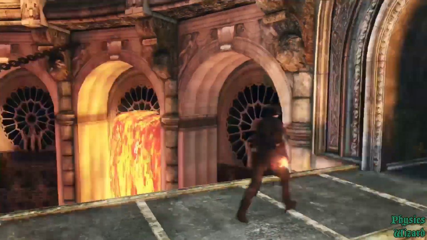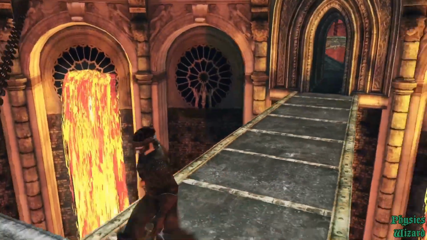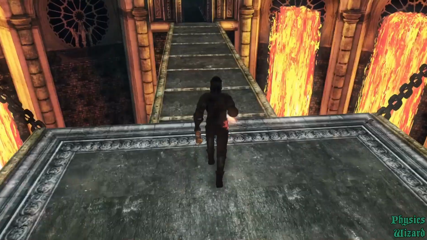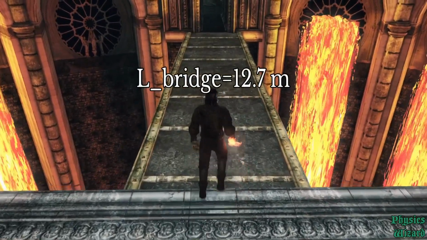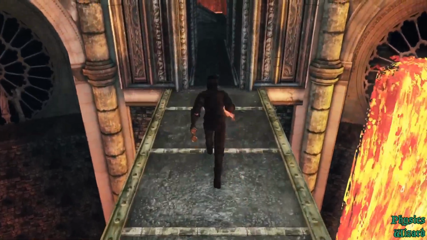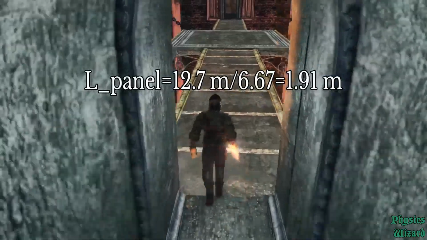And we can find that using the Iron Keep Bridge again. By running across this far section of the bridge, we find it is about 12.7 meters long by counting the number of steps to cross it. Each of the about 6 2/3 panels is then 1.91 meters long.